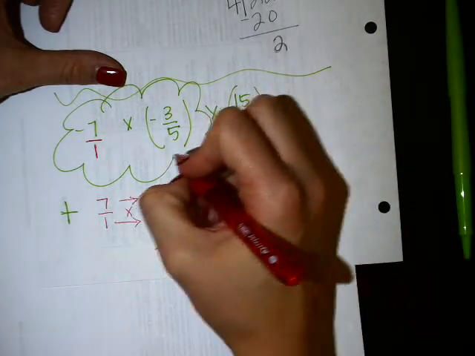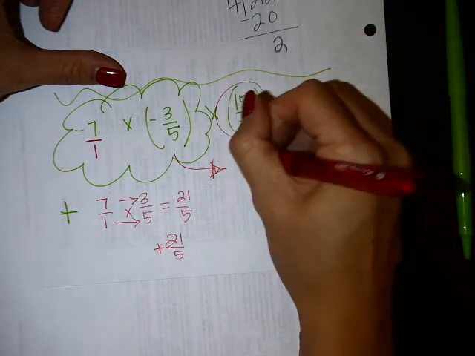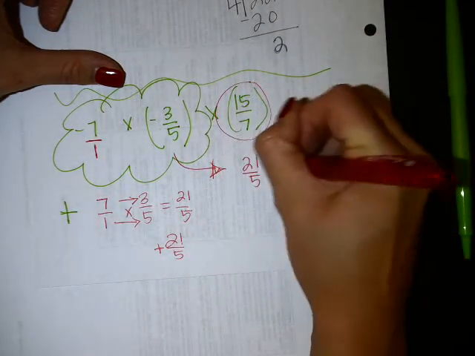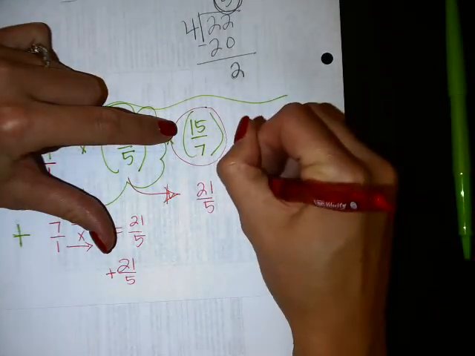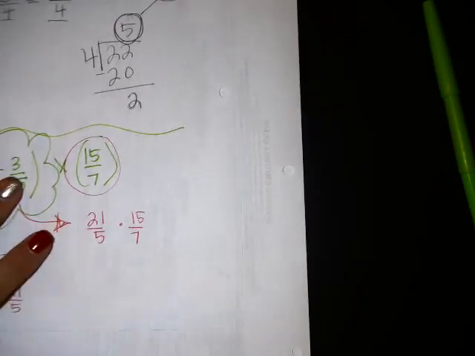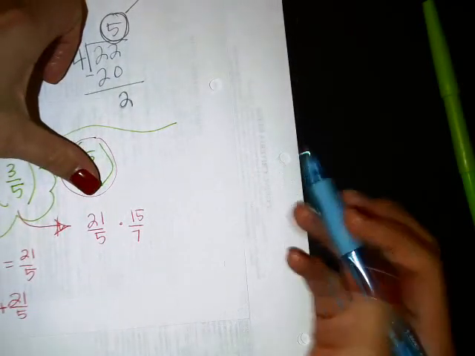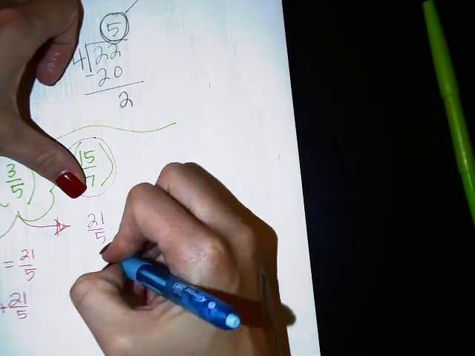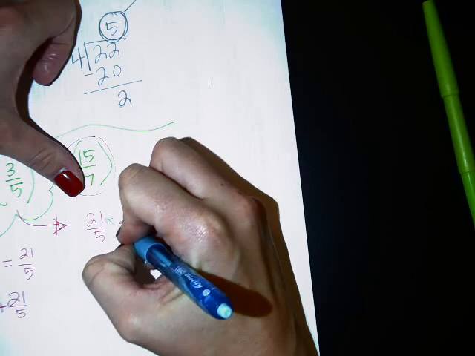Now I'm going to take the answer to this one and multiply it with this. So I've got a positive 21 over 5 multiplied by, woohoo, this is a positive too, yay, 15 over 7. Okay, we talked about this in class. You can simplify at the end or you can simplify before you multiply. It's up to you. Okay, so what I'm going to do is, I can't simplify up or down on either of these, but I can simplify across on both of them.